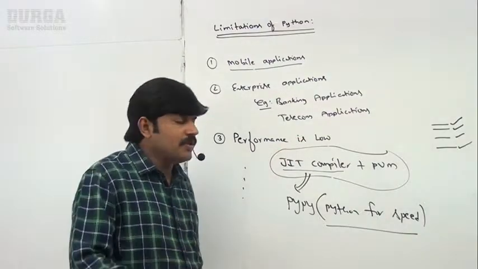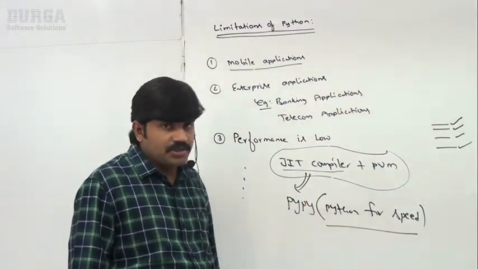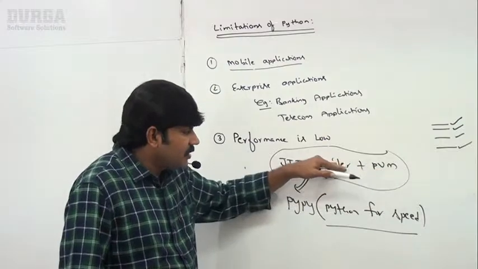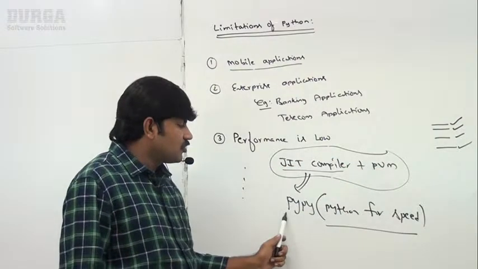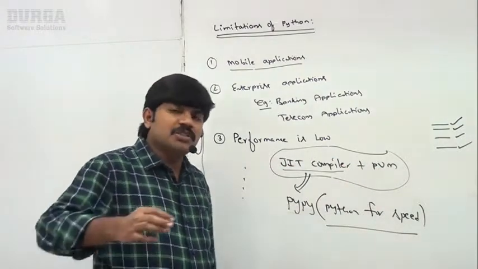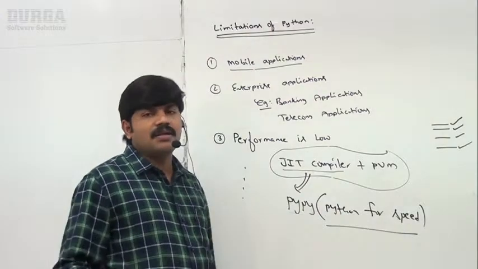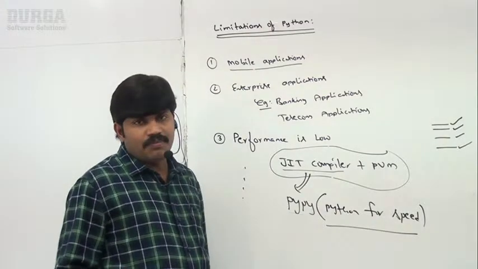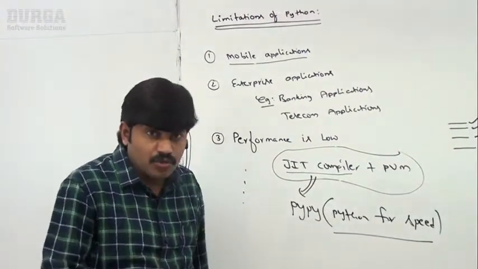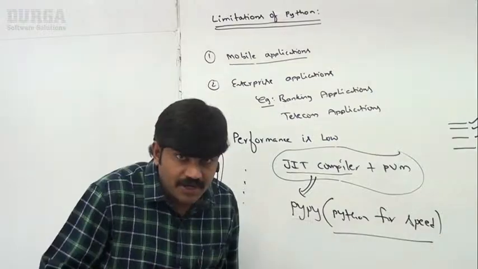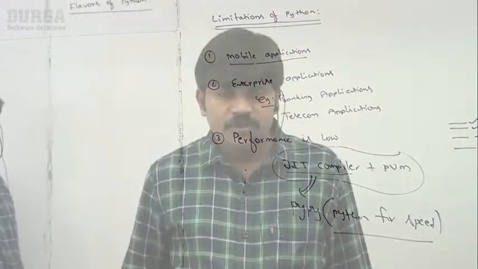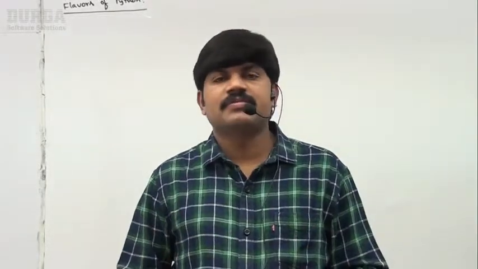But to improve performance, the JIT compiler concept came into the picture. The JIT compiler concept with Python, which is also known as PyPy, improves performance, but still not up to the mark. Remember, these are the various limitations related to Python. Clear for all of you, right? Sir, up to this it is very clear about the limitations of Python.